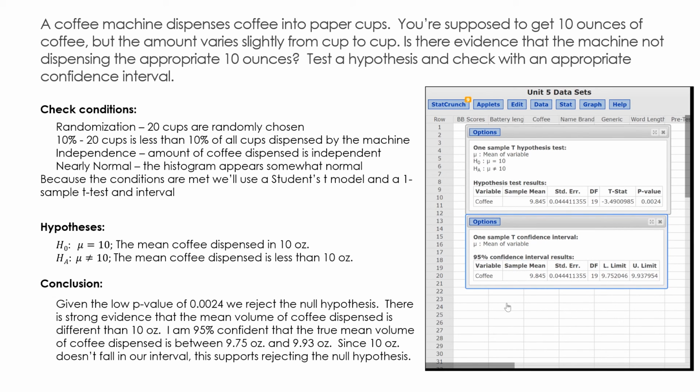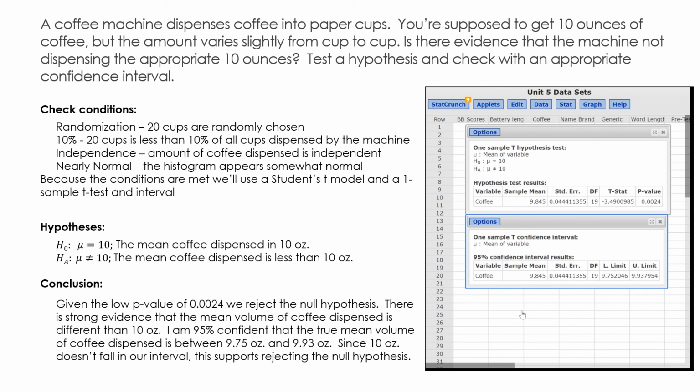And so my solution would be that given a p-value that is very low, I reject the null hypothesis. There's strong evidence that the mean volume of coffee dispensed is different than 10 ounces. Where did I get that? That's the alternative hypothesis. So I'm either saying I support the alternative or I don't.